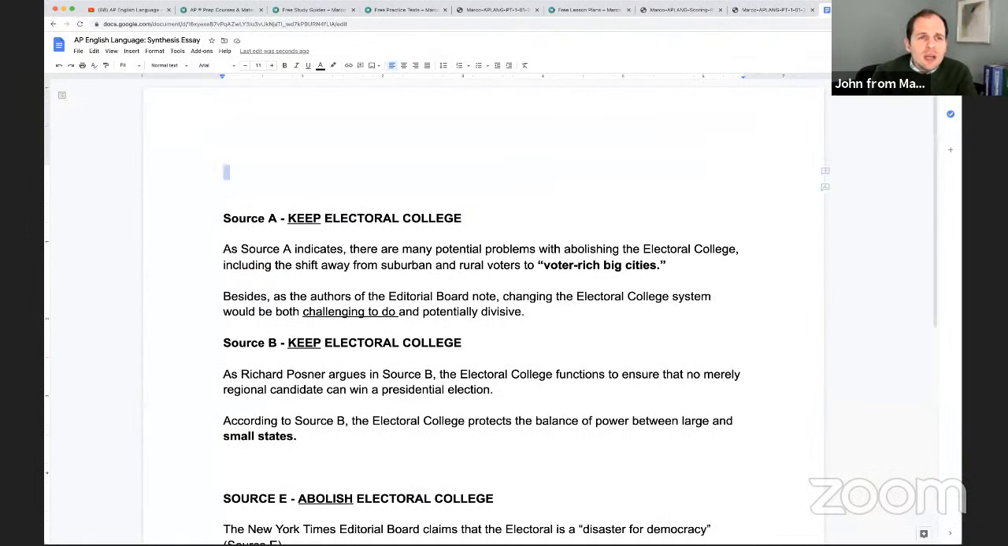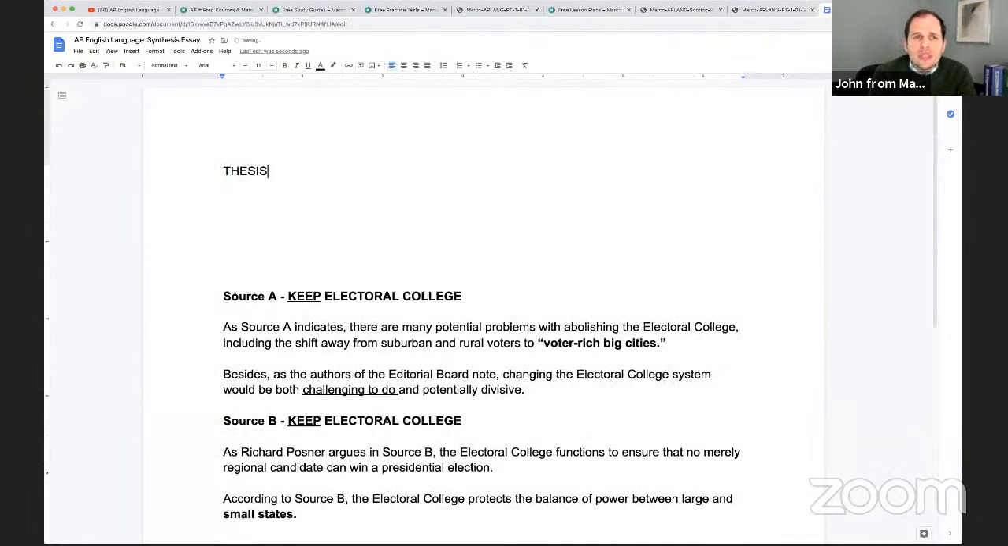So let me pull back for a second and work with a thesis. Should the Electoral College be abolished or not? What I actually think about the Electoral College is irrelevant, even though I have to enter into a conversation. It's all about my feelings, whatever. I've got 45 minutes. It's a standardized test.